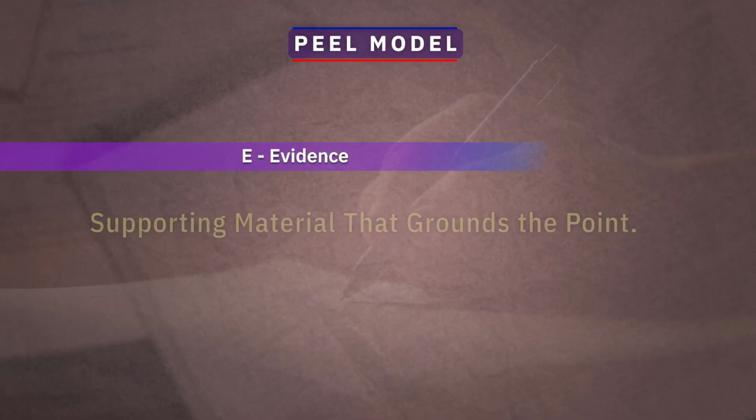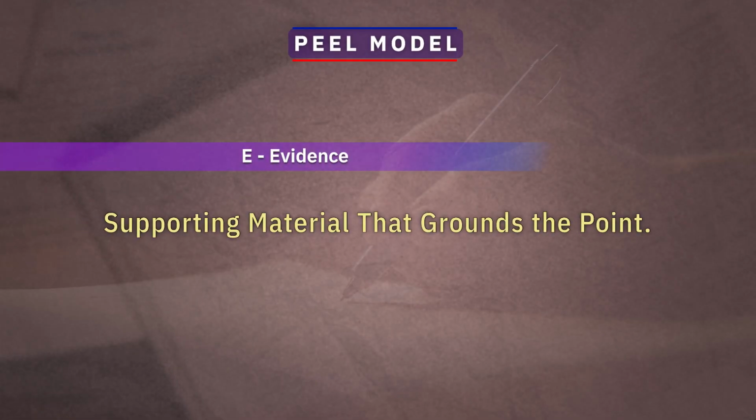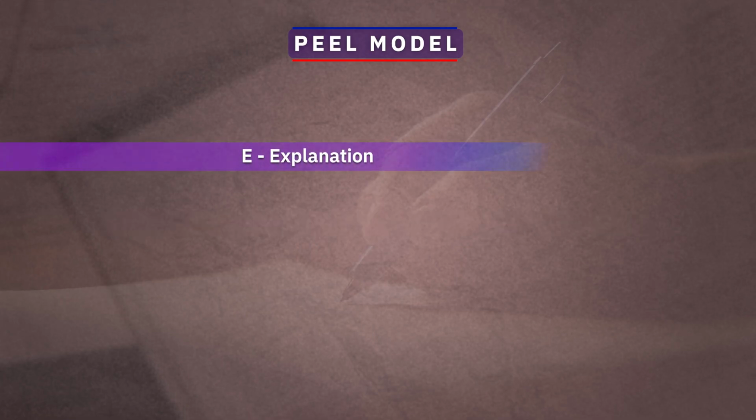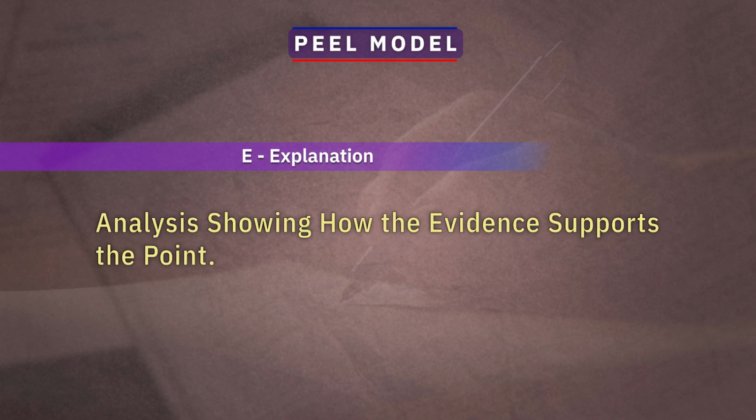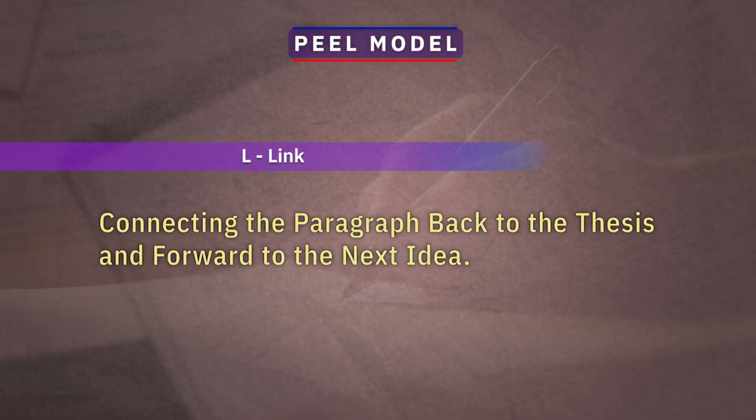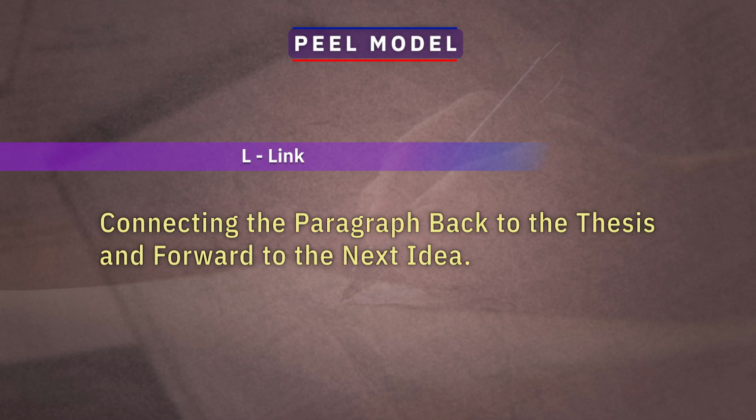Next is evidence. That is, the supporting material that grounds the point. Next, explanation. Explanation means analysis, showing how the evidence supports the point. So evidence is always followed by explanation. And finally, link. Link is connecting the paragraph back to the thesis statement and forward to the next idea.